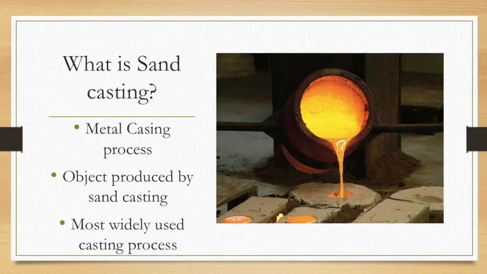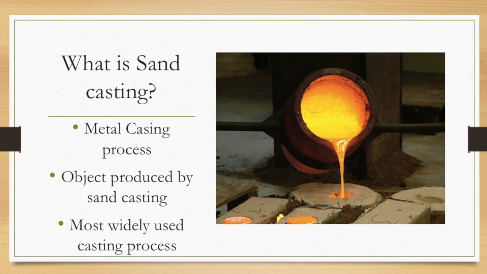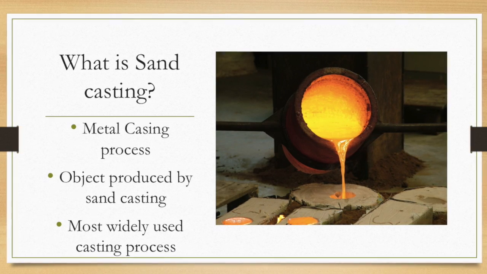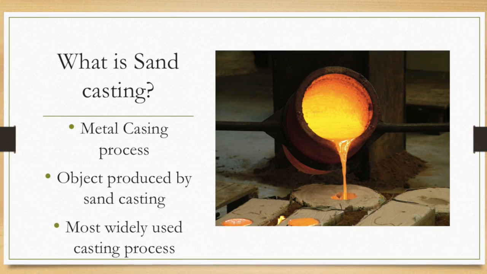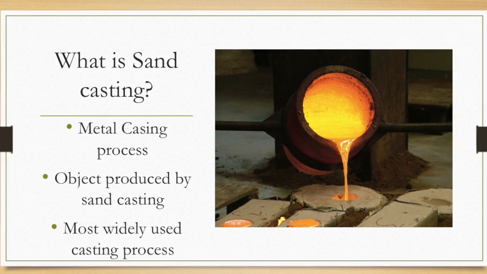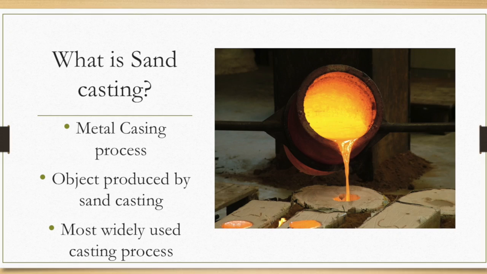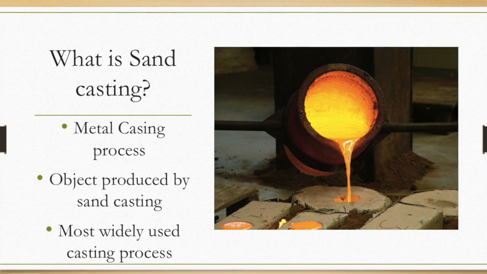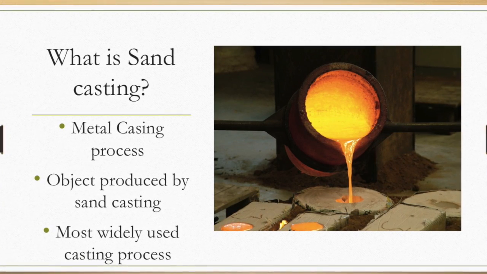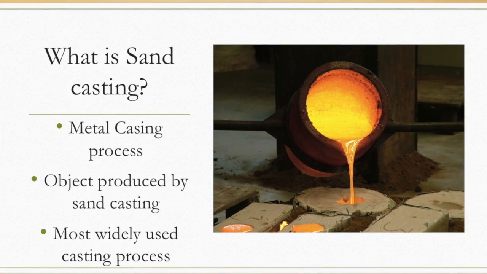First of all, what is sand casting? Sand casting is a metal casting process characterized by using sand as the mold material. As its name literally says, sand casting can also refer to the object produced by the sand casting process. Sand castings are produced in specialized factories called foundries.